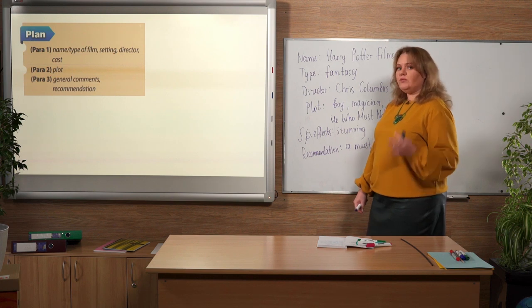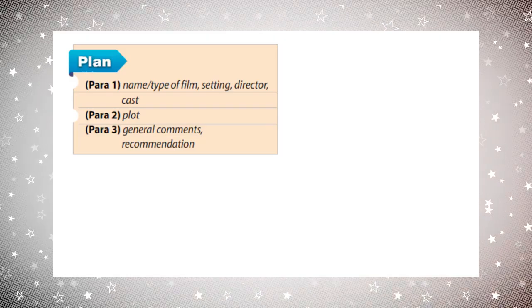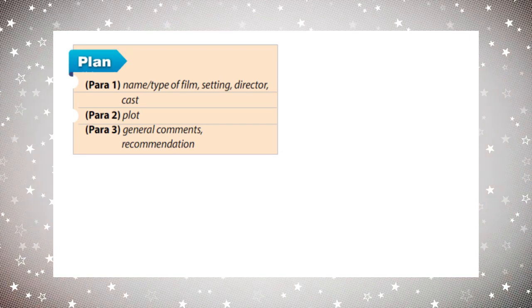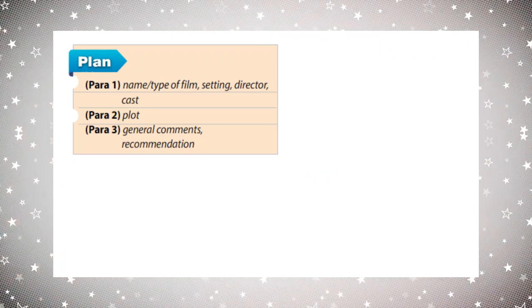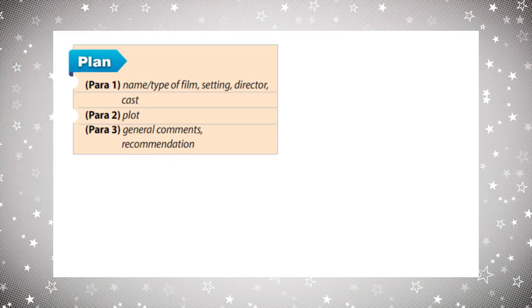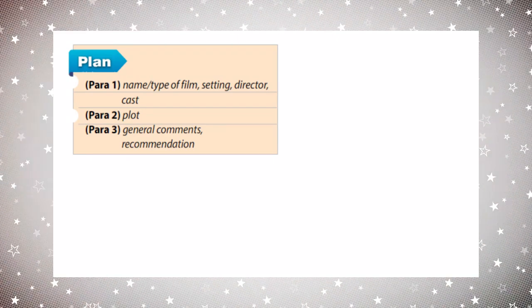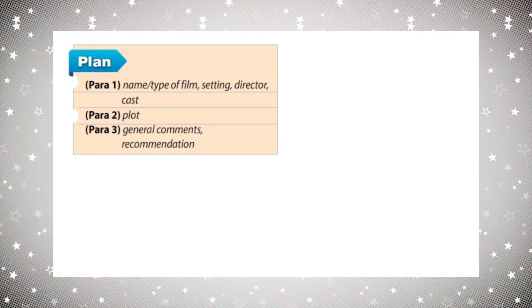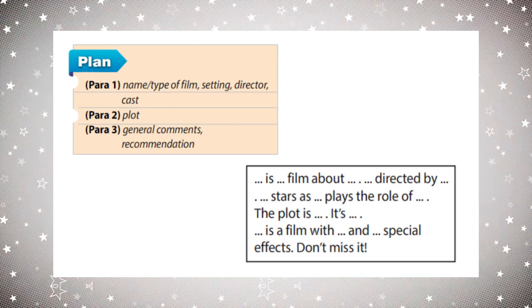A plan for you. Remember, you have 3 paragraphs. Paragraph 1, name and type of the film, setting, director and cast. Paragraph number 2, the plot. And paragraph number 3, general comments or recommendations. So you can use this frame to write the review.